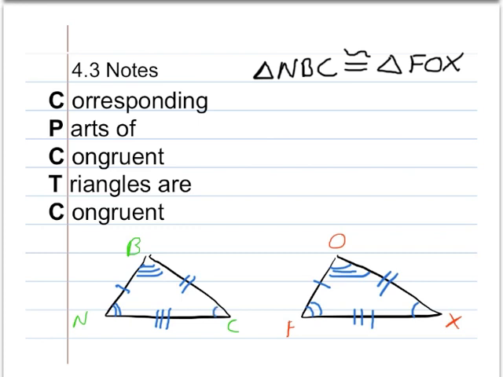So that's what we mean when we talk about corresponding parts. Corresponding basically means parts that are in the same spot. So if I talk about angle N, I see angle N and angle F are both in the first position of the names. So that means angle N and angle F have to be corresponding congruent parts. So that's the CPCTC. You can say it really fast if you want to. Corresponding parts of congruent triangles are congruent.